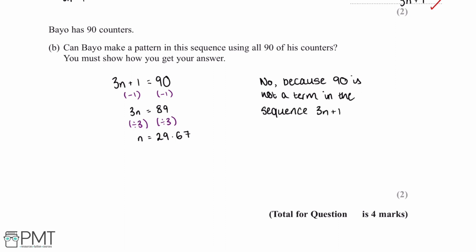Now this question's worth 2 marks. We'll get our first mark for putting our expression from part A equal to 90, and our second mark for writing that Bayo will not be able to make a pattern in this sequence using his 90 counters, along with the supporting evidence.